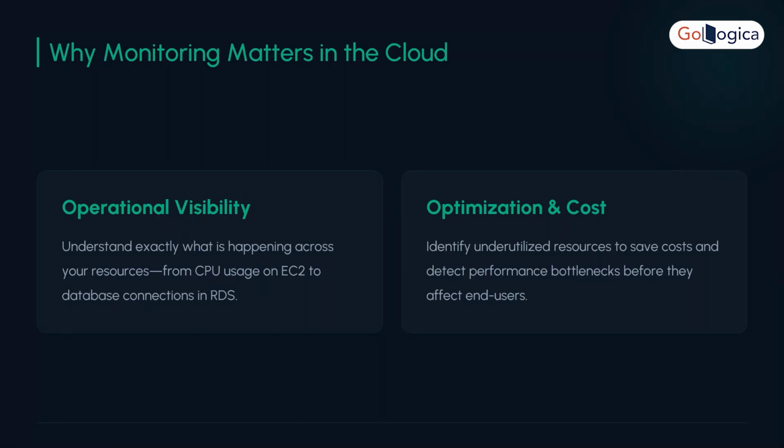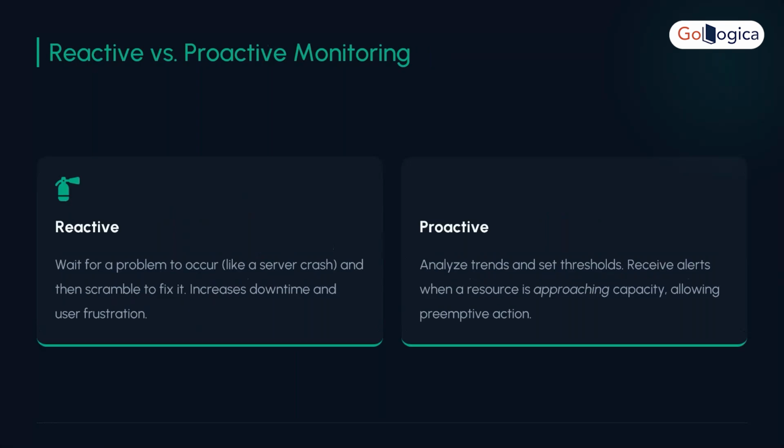So if your CPU is going beyond certain levels, if more than 80%, let's launch a new instance. So it helps us to plan for the new requirement for the capacity. Reactive versus proactive monitoring.